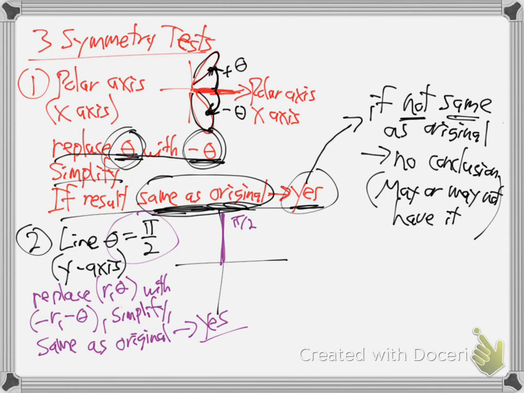So this test is: replace both r and theta with negative r and negative theta and simplify, and if it comes out the same as the original, it's a yes. If it's no, it's a we don't know for sure. That's what these three tests are going to be, by the way. One of them is going to be negative theta for theta. One of them is going to be both. The other one is going to be just r for negative r. Those are going to be our three tests. So just the theta, just the r, or both.